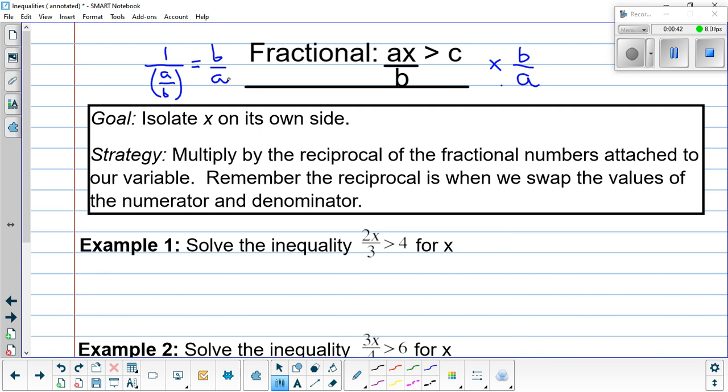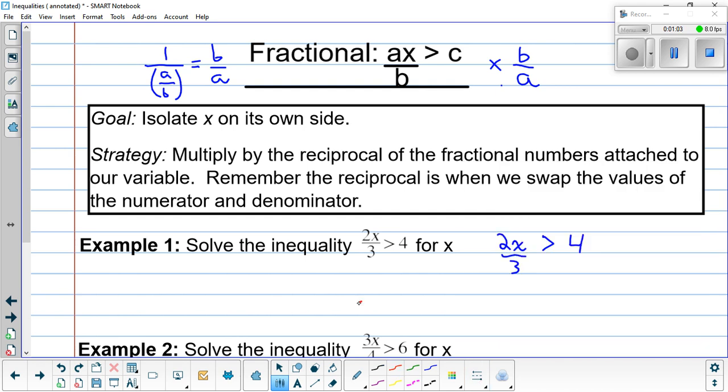So let's actually get to it. Solve the inequality: 2x divided by 3 is greater than 4. And we want to solve this for x as usual. So let's simply write it down beside. 2x over 3 is greater than 4. So what are we going to multiply by?